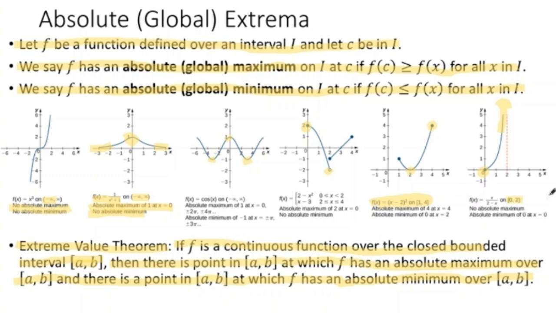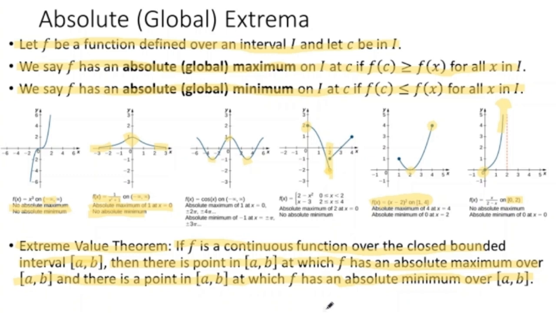If we look at our last graph, it had a domain of 0 to 2, open at 2. That is not bounded. That allows us to have a vertical asymptote. So having a closed bounded interval is necessary. However, having a closed bounded interval is not enough. Our third graph is on a closed bounded interval, but it's not continuous. This allows us to have breaks such as jumps within our graph.